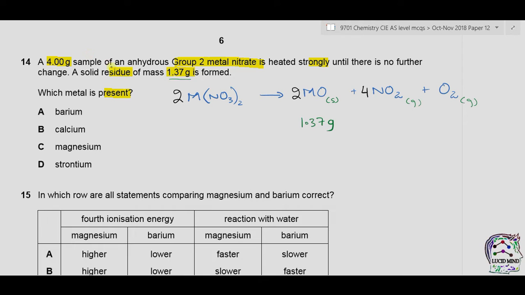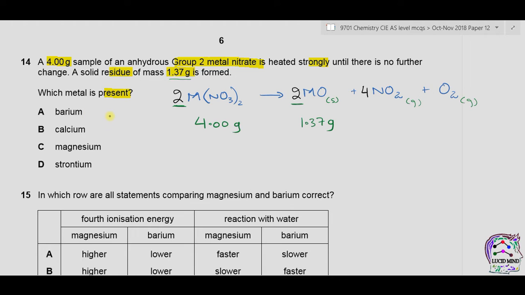The mass of sample is given as 4.00 grams, so it is the mass of metal nitrate that is used. Now as the number of moles in the balanced equation are equal, the number of moles in this mass should also be equal for the correct answer.